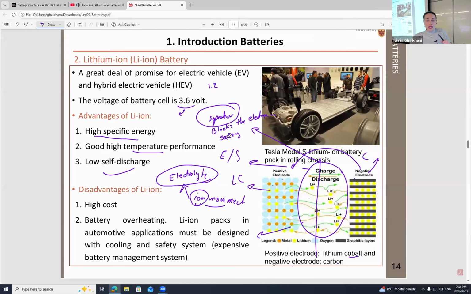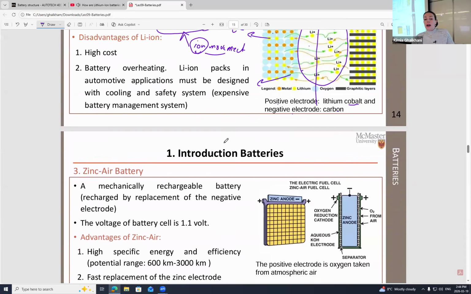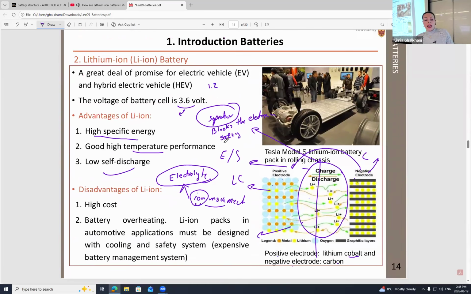I'm going to go back to the lecture slide. Any questions so far about different layers of the battery and the structure? Anything?